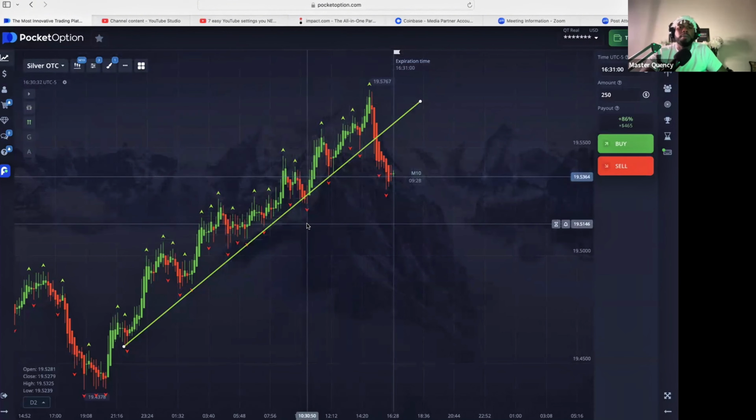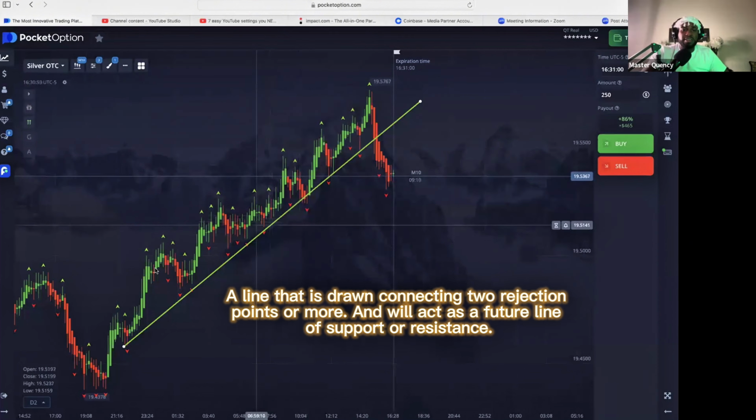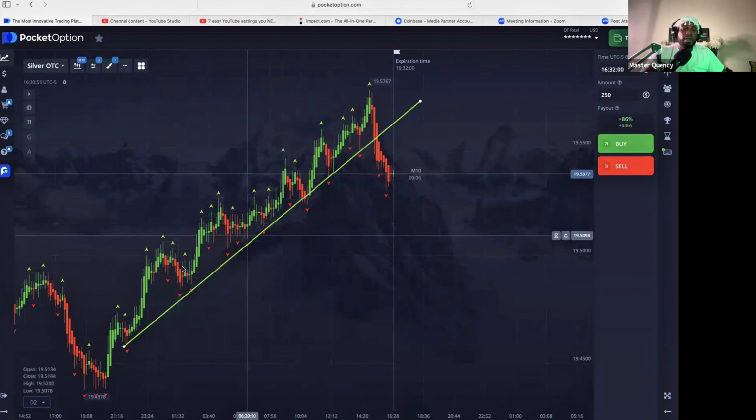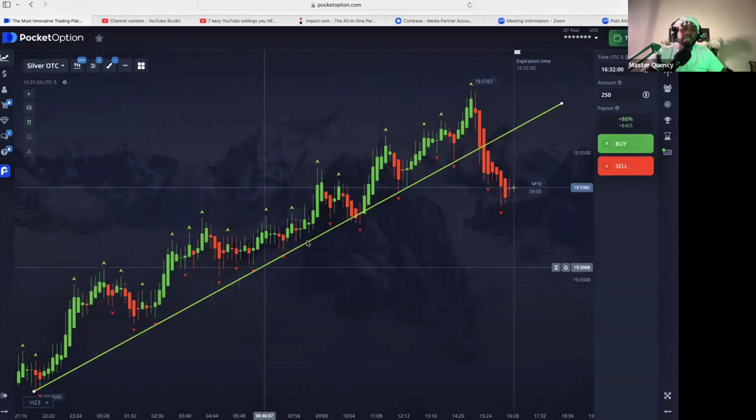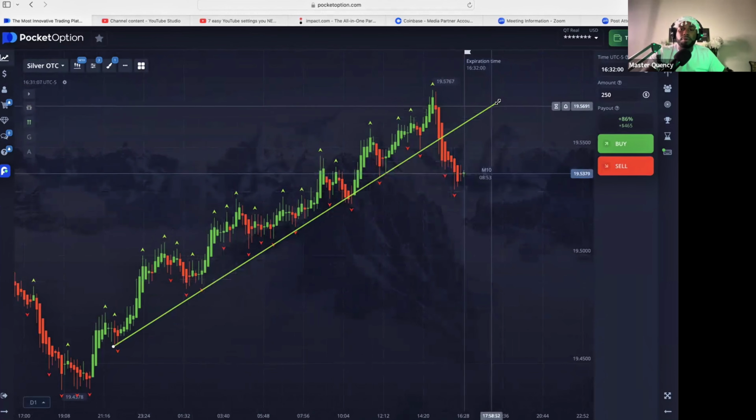One thing you want to know about the trend line is that it's pretty much a line that's drawn connecting 2 points or more, and it will act as a future line of support or resistance. In this example, you could see there's some resistance. You always want it to be at least 2 points or more. And remember, price doesn't have to line up exactly. So this wouldn't even necessarily be considered a point in this example.